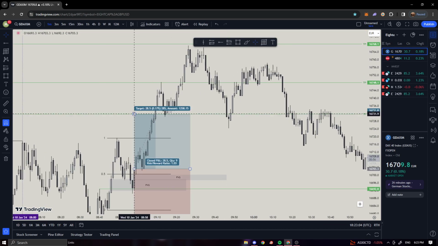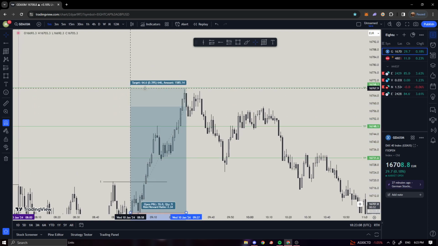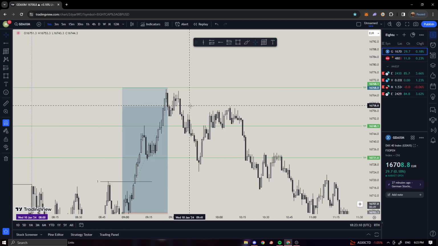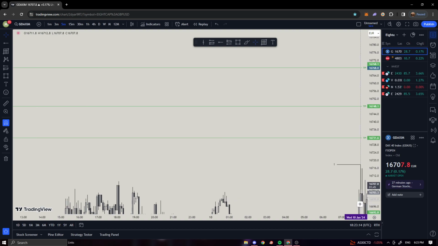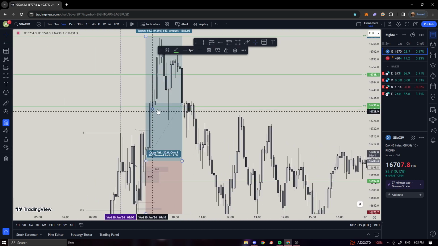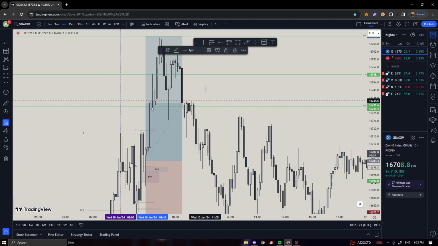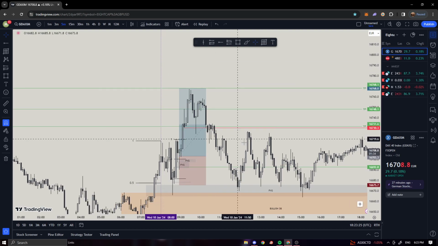TP1 got hit, TP2 got hit, and TP3 nearly got hit. It got edged, but it didn't hit, and then I got stopped out at break even on this 5 minute low right here. That's where I got taken out at break even. So yeah, that's the trade.